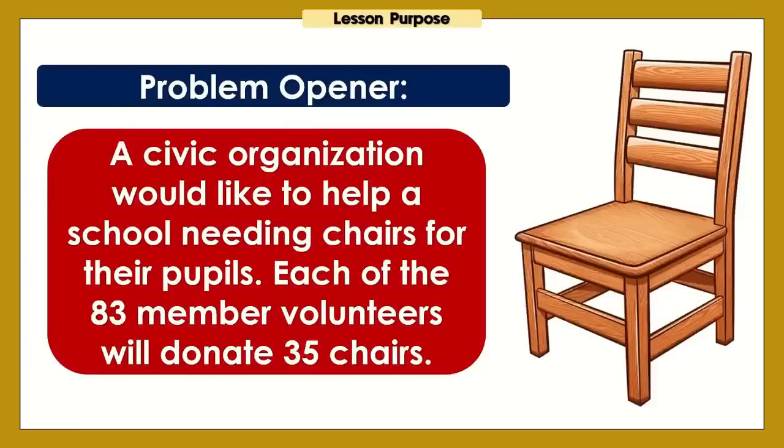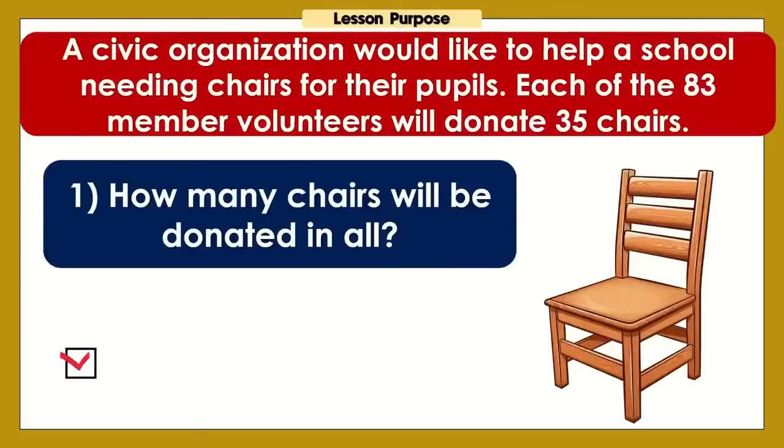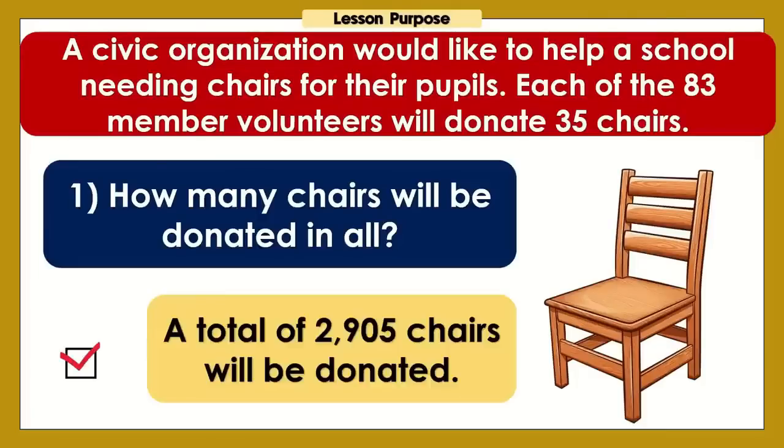For the lesson purpose, here is the problem opener. A civic organization would like to help a school needing chairs for their pupils. Each of the 83 member volunteers will donate 35 chairs. How many chairs will be donated in all? You're right. A total of 2,105 chairs will be donated.